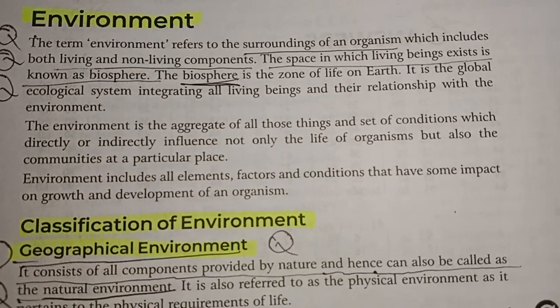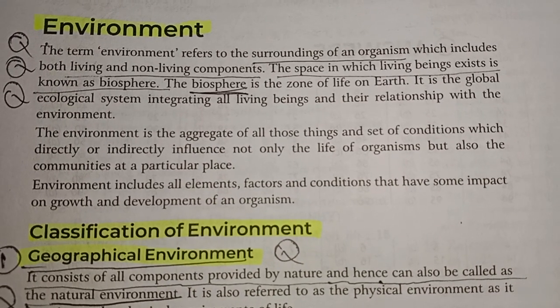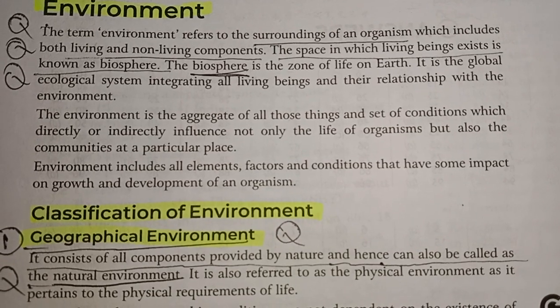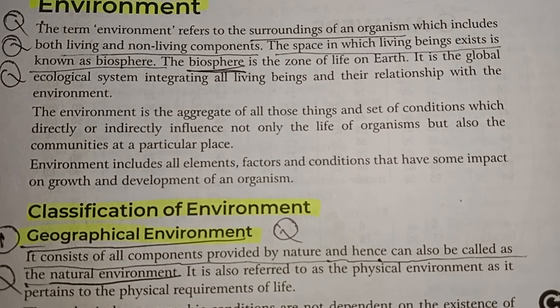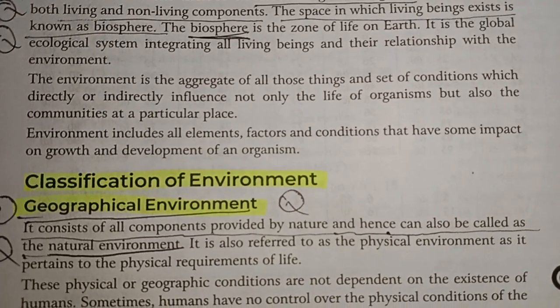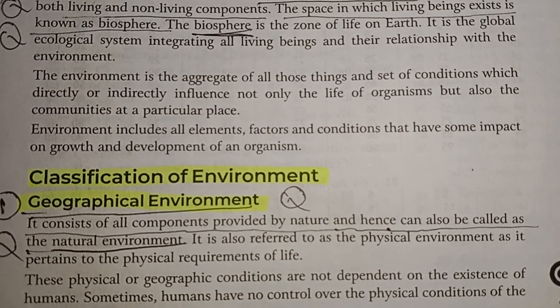The environment is the aggregate of all those things and set of conditions which directly or indirectly influence not only the life of organisms but also the communities at a particular place. Environment includes all elements, factors and conditions that have some impact on growth and development of an organism.